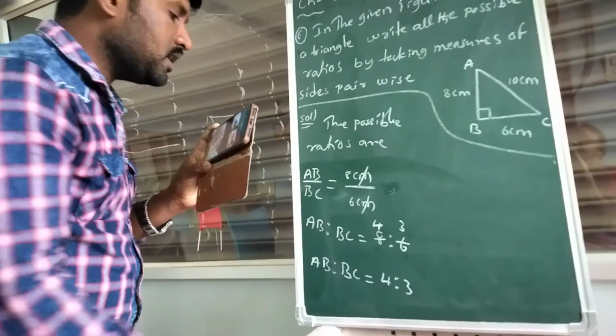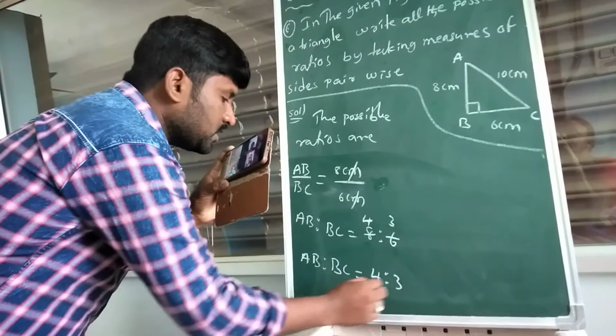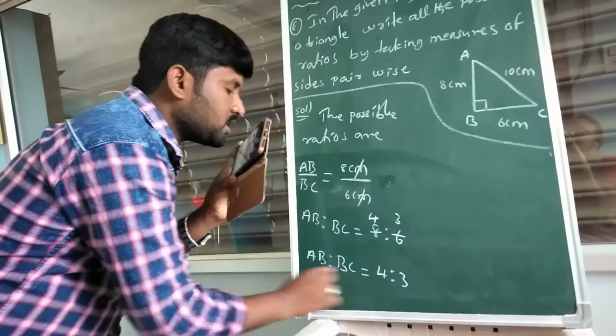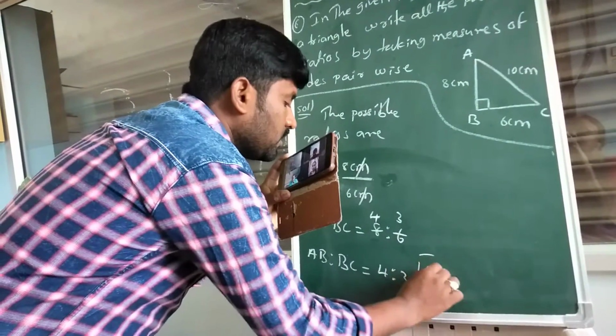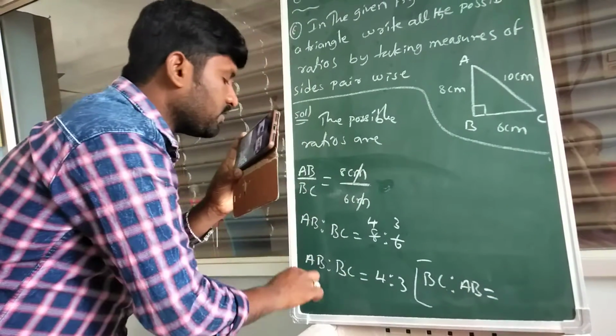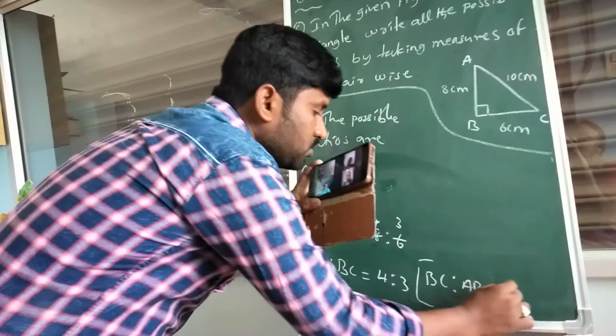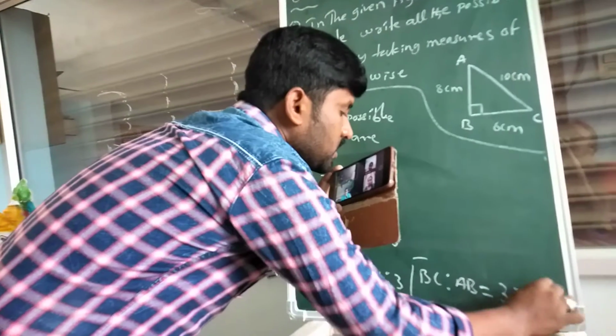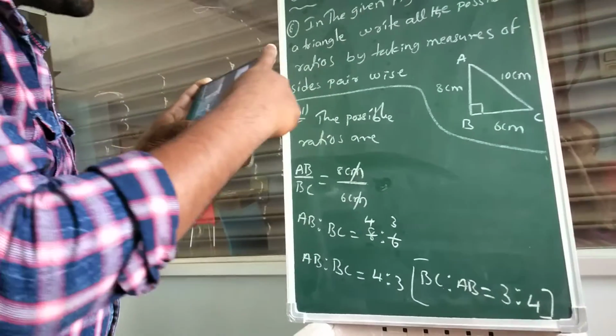Okay students? The same we can write again in reverse: BC is to AB is equals to, reversing 4 is to 3, that is 3 is to 4. Okay students?